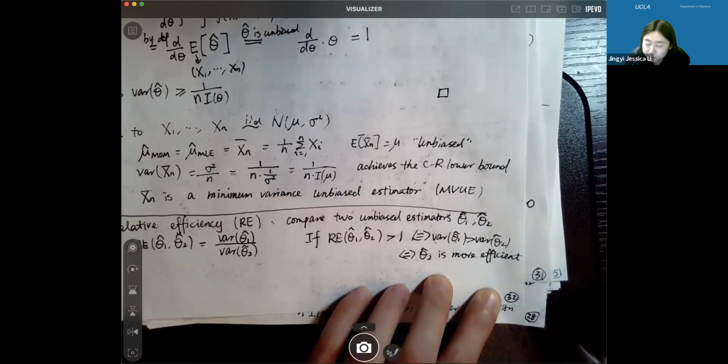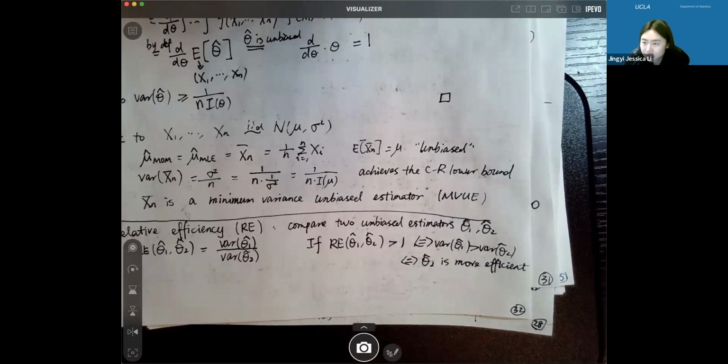So efficiency is about how efficiently this estimator tells you about the true parameter. Given they're both unbiased, their expectations are equal to theta. That's not a problem. But if the variance is big, then this estimator is more likely to take values very far away from theta, so it's not efficient. Okay, so I hope this intuition makes sense.